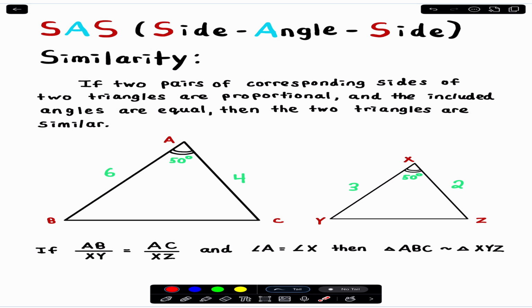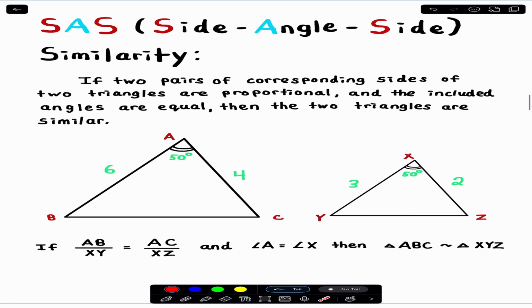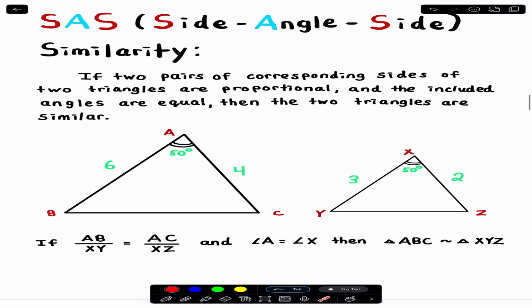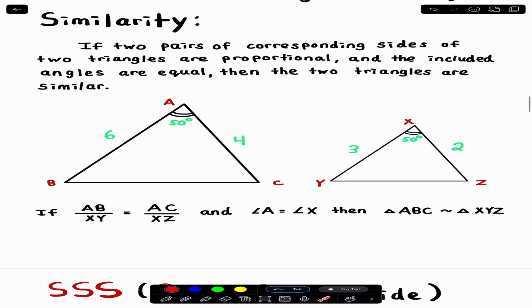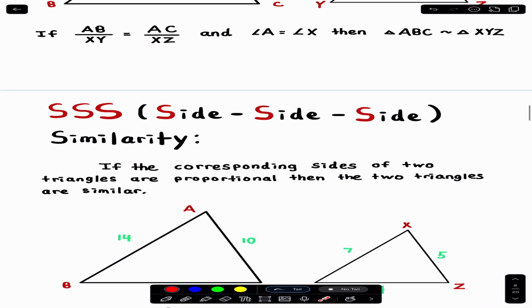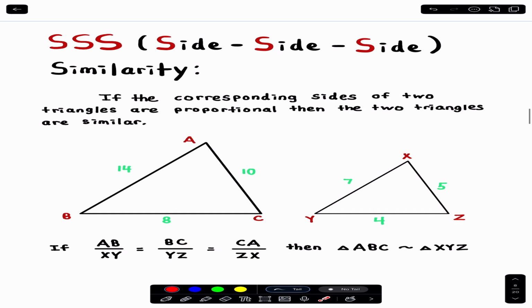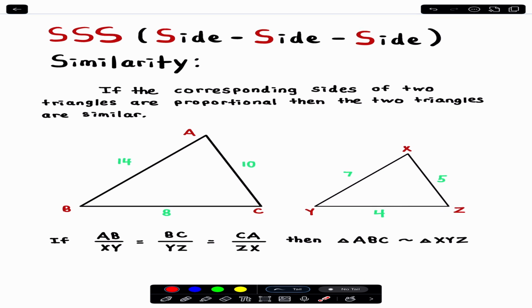And last but not least, SSS similarity. And don't worry, we're going to get a lot of practice with these three methods. Right now, I'm just going over them very briefly. Anyways, if you guessed that SSS stands for side, side, side, you would be correct. Let's talk about side, side, side similarity. Side, side, side is like angle, angle, very easy to identify because in this case, there would be no angles given. So it's just three sides. So you're given three side lengths.